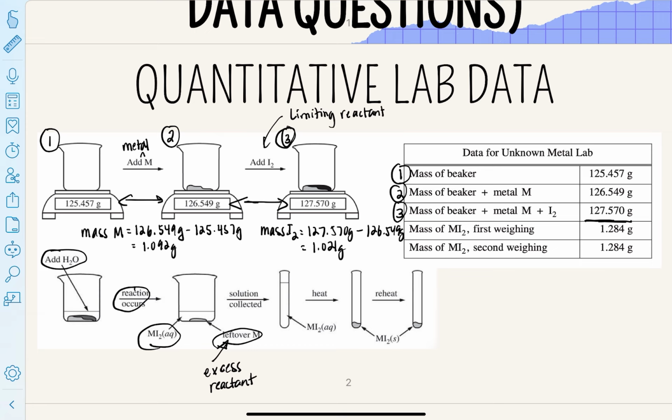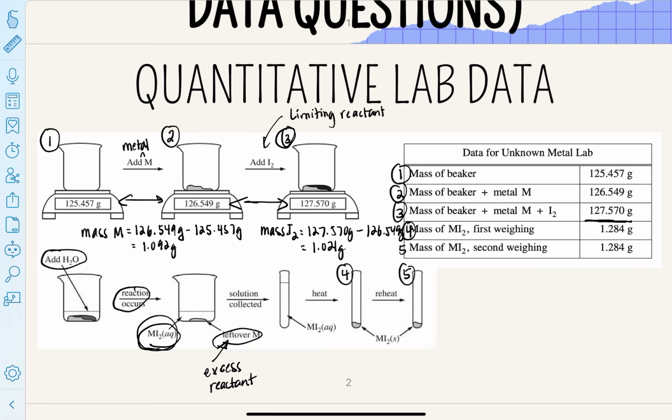And then what's going on here is the solution is collected in a test tube and it gets heated. So we're trying to evaporate all the water. All the water in this MI2 is aqueous. So if we get rid of all the water and evaporate it, the MI2 compound will come together as a solid and precipitate at the bottom. So this represents step 4, this test tube, where it says the mass of the MI2 after the first weighing. Usually we do this a couple of times just to make sure all of the water has evaporated off. And then we reheated it again.